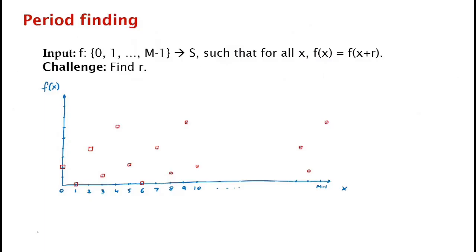The main building block of the factoring algorithm is period finding. So what's period finding? We are given as input a periodic function, f. f maps the numbers 0 through m-1 to some set S, and f is periodic with period r. So what do I mean by this?